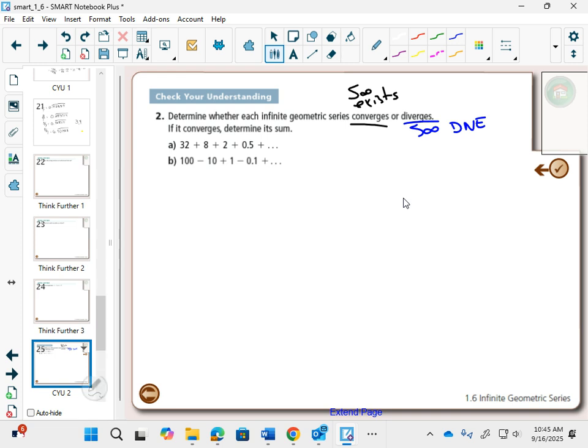So for part A, what's our R value? 1/4. We would say this converges.